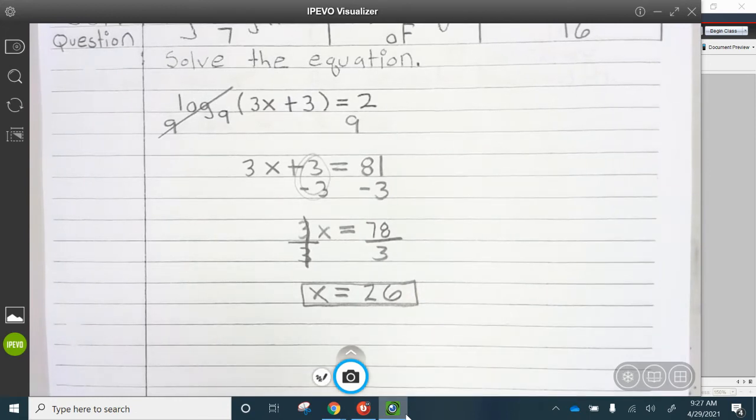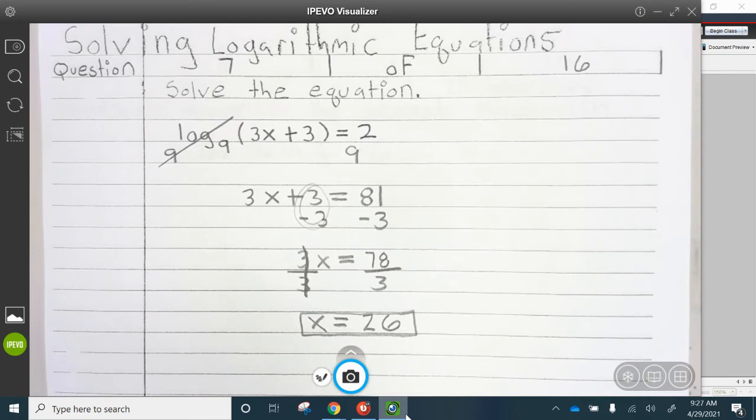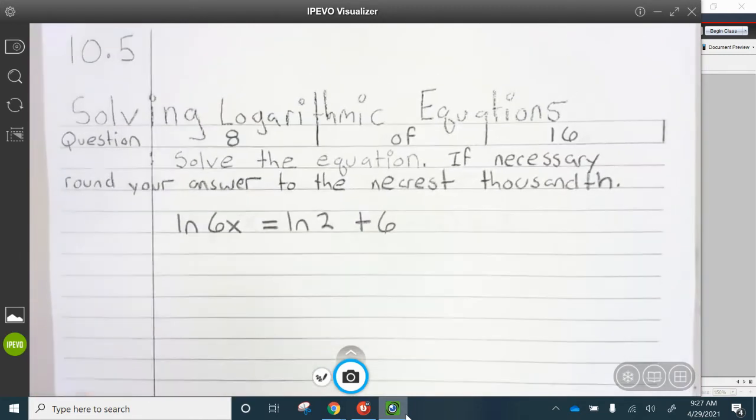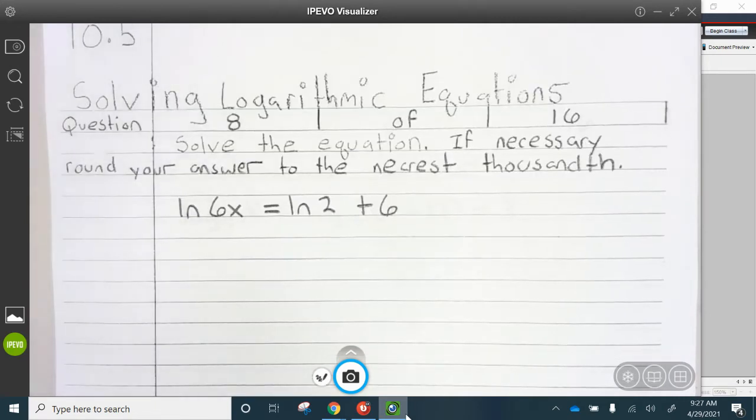All right, go ahead and finish up question 7. All right. Question 8 of 16. Solve the equation. If necessary, round your answer to the nearest thousandth.